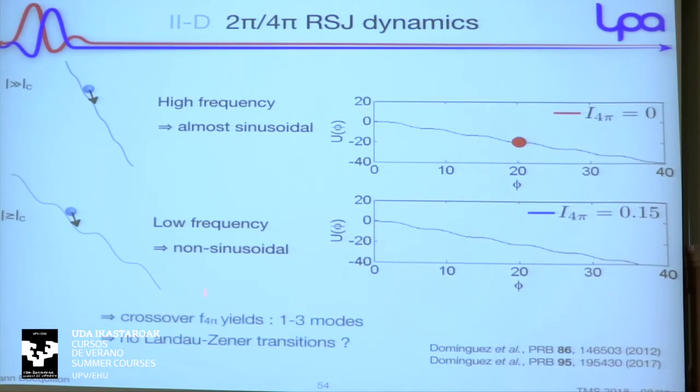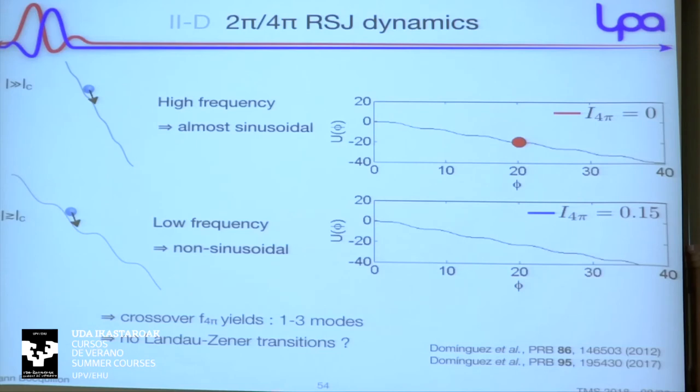This is also a good way to extract how much 4-pi periodicity you have in the signal, in your device, because typically the crossover between these two regimes will depend on how much 4-pi periodic current you have in the device. And we've done that, and we've estimated this to be about 1 to 3 modes, which is typically what you expect for two edge states, one on either side of the device.